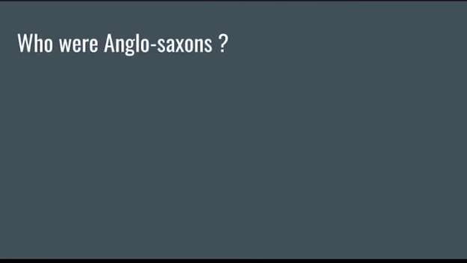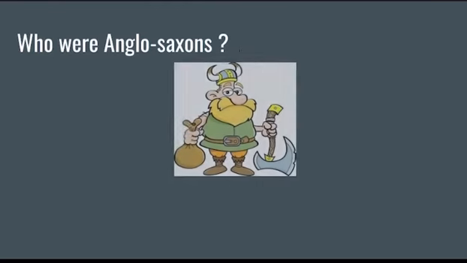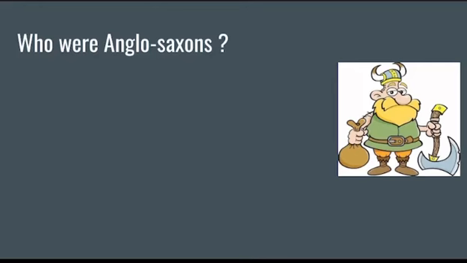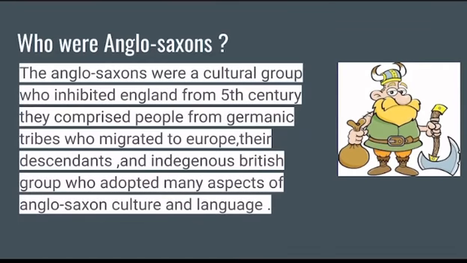Now we want to get familiar with Anglo-Saxons, and you'll figure out the reason later. Who were the Anglo-Saxons? The Anglo-Saxons were a cultural group who inhabited England from the 5th century, and their descendants, the indigenous British group, adopted many aspects of Anglo-Saxon culture and language. That means it meant a lot for them to save this culture and their language.